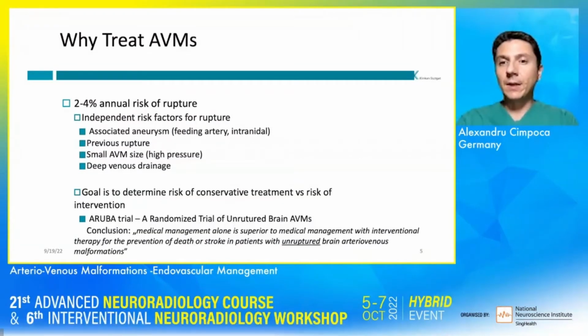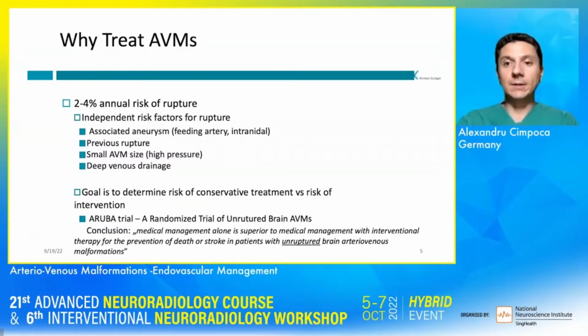The first thing we need to know is that the risk of AVM bleeding is greater than the risk of aneurysm bleeding. They have an annual risk of rupture of about 3%, and there are also independent risk factors for rupture, like associated aneurysms, previous rupture, small AVM size, and deep venous drainage. The goal is to determine the risk of conservative treatment versus the risk of intervention.